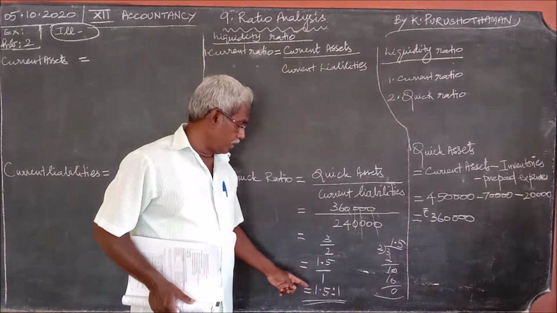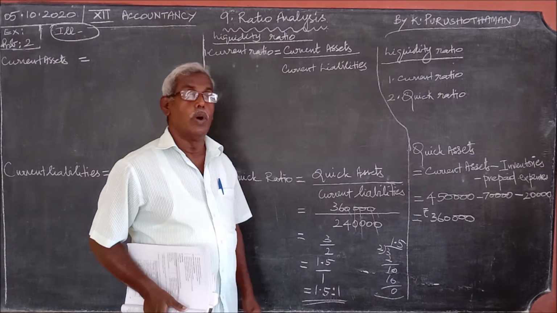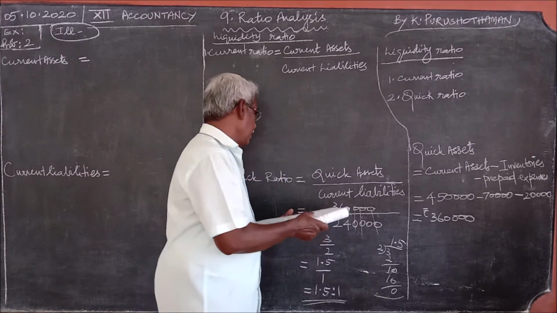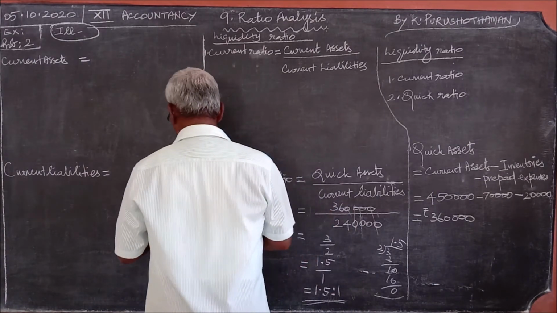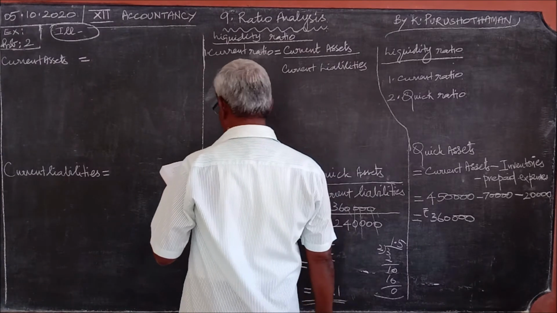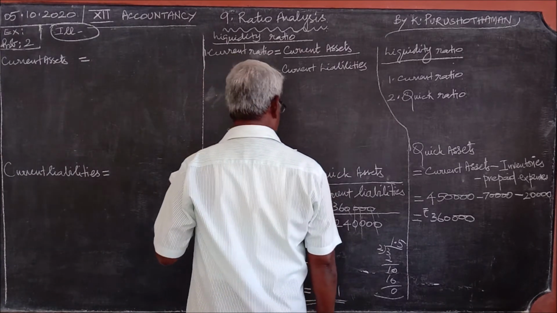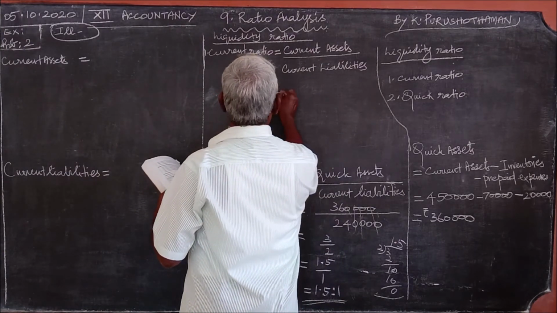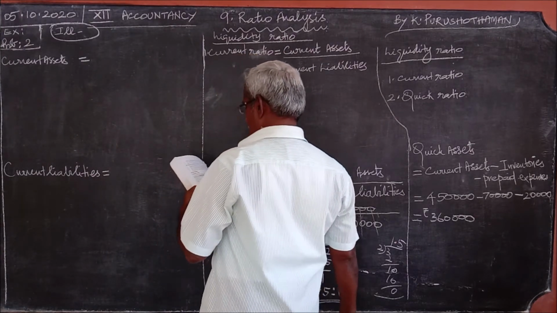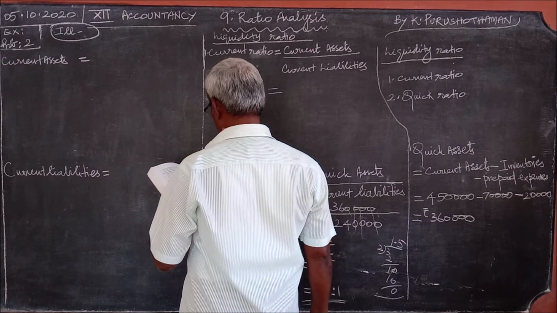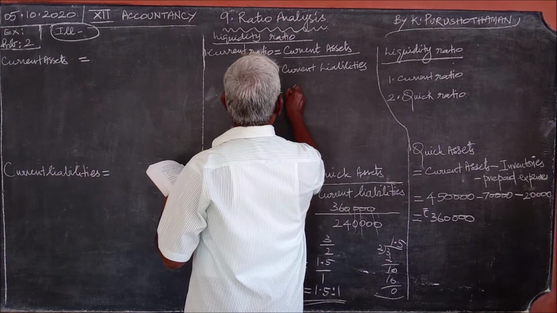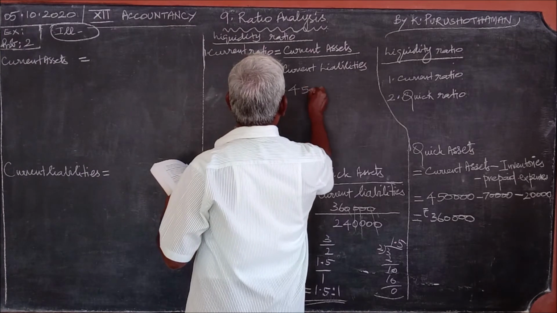Then we can write 1.5 is to 1. Okay, this is the problem for quick ratio. Though the current ratio is not asked, I am trying to find that ratio also. What is the current ratio? Current assets by current liabilities. Current assets 4,50,000.